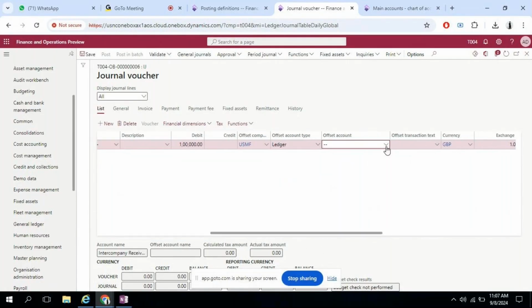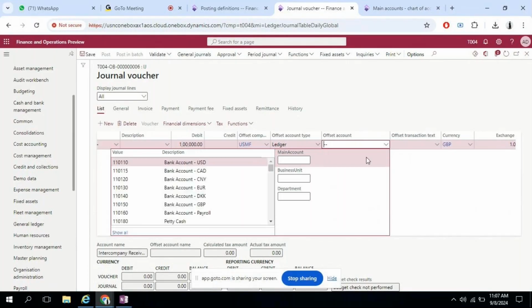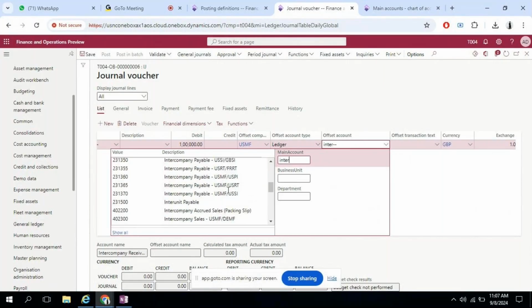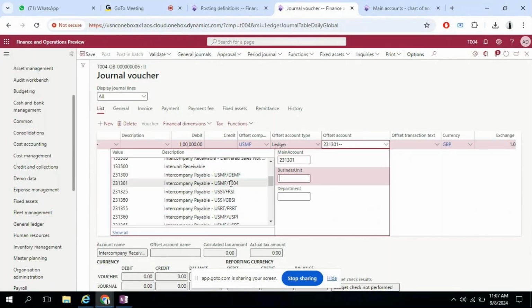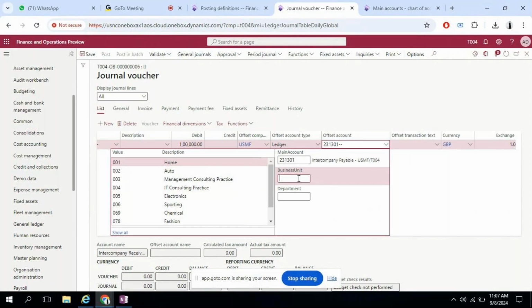Now for the USMF, it will keep the intercompany account, and it will be the intercompany payable account. So this is the intercompany payable. As you can see, now I am getting only the business unit. Why am I not getting the other two? Because inside the account structure of USMF, only these two are defined. So the account structure actually works in that way.